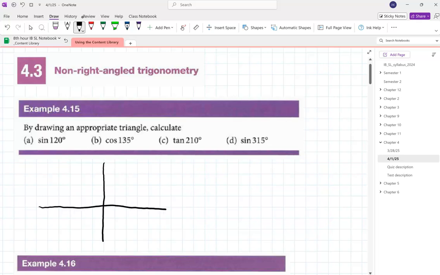So the idea is we'll start with an XY axis and draw a 120 degree angle. So we'll draw our initial side that's on the positive x-axis. And then we'll rotate our terminal side counterclockwise. So it'll be somewhere like over here. So that section is 90. And that section would be 30. So that piece is 120, right?